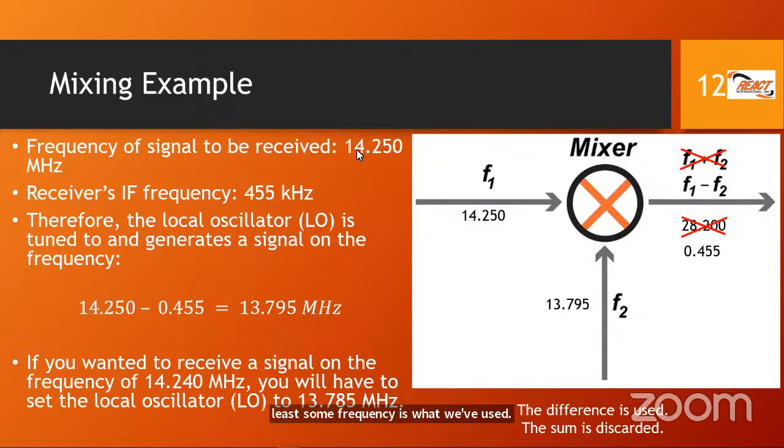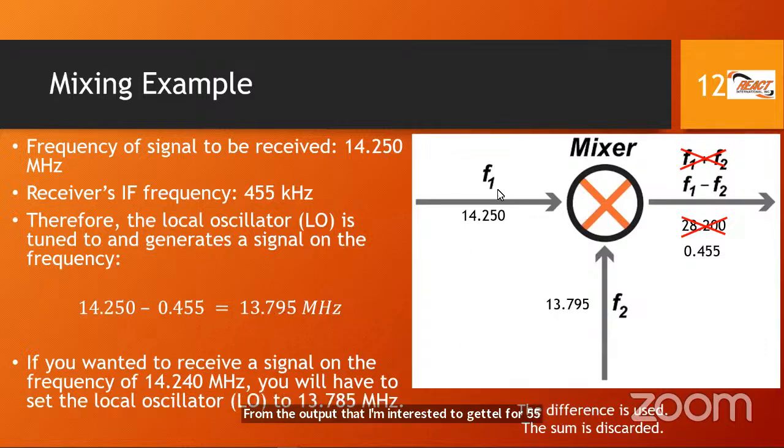So if I'm trying to receive 14.250, my antenna is bringing that in, a ham radio operator is operating on that frequency, and I want to listen to him or her. That's where we tune our dial, right? We get 14.250. But the receiver IF frequency, we know it to be 455 kilohertz, very efficient at that frequency. So the local oscillator needs to be tuned in such a way that the output of the mixer is 455. What is that frequency? Well, it's 13.795, because if we subtract 13.795 from 14.250, which is what I'm interested in, we get to 455 kilohertz.